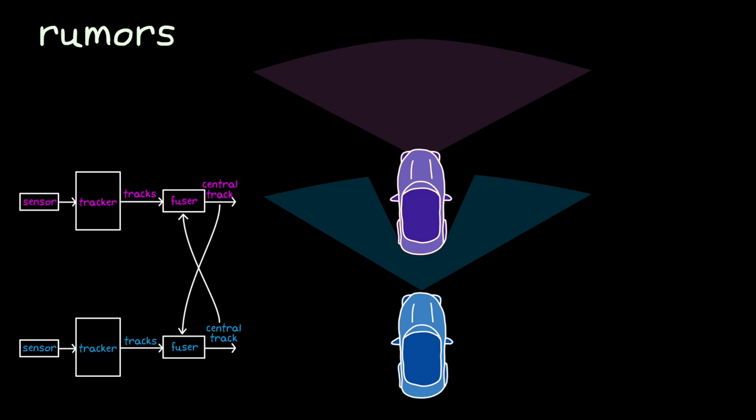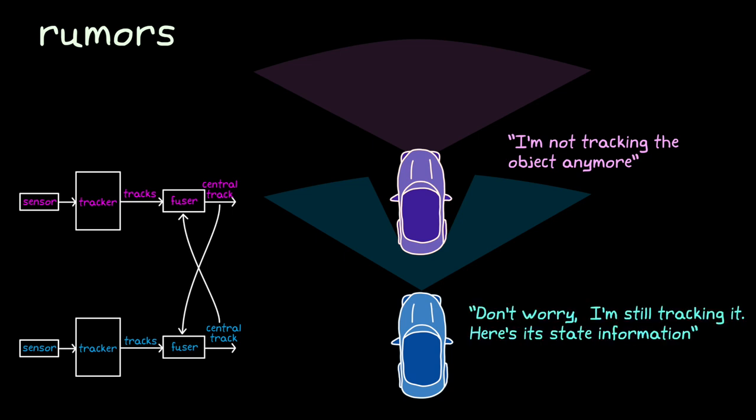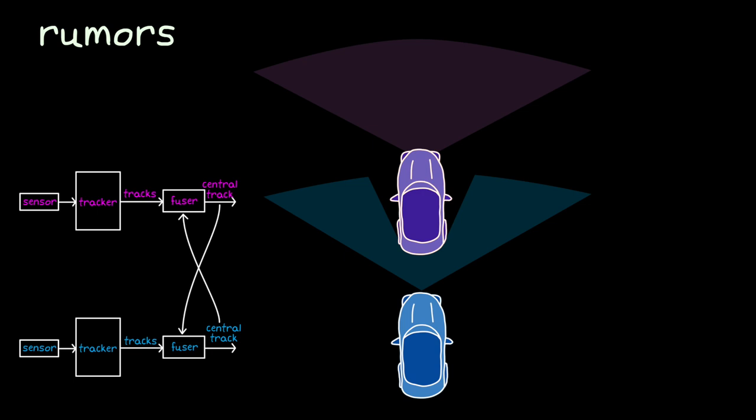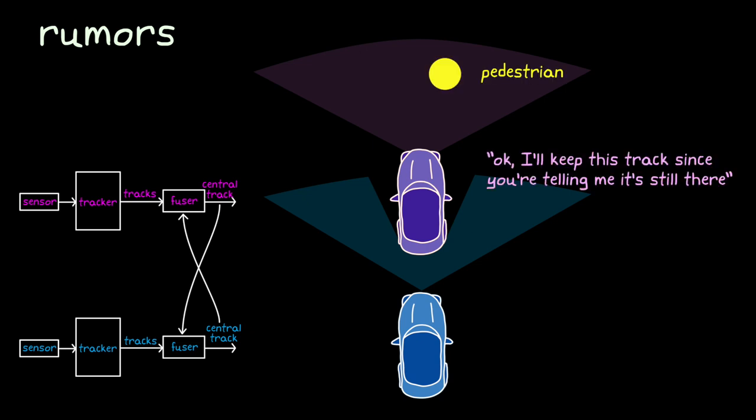The front vehicle then may drop the track and say, "Hey, that object's gone." But the rear vehicle who is propagating the state still may not have dropped the track by then and tells the front vehicle, "Hey, don't worry about it. Somebody told me about this object and I'm still tracking it. Here's its state information." Even though all it's doing is propagating the state that the front vehicle gave it. Well, now the front vehicle would say, "Okay, I'll keep this track since you're telling me it's still there." And now a rumor has started. That track persists, even though no vehicle is actually sensing it anymore. So track fusion algorithms need to be set up in a way that discourages rumor propagation, which can actually be pretty tricky to do without discouraging actual non-rumored tracks.